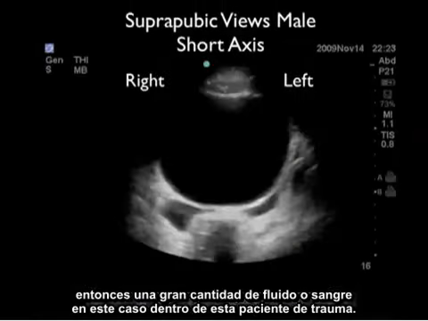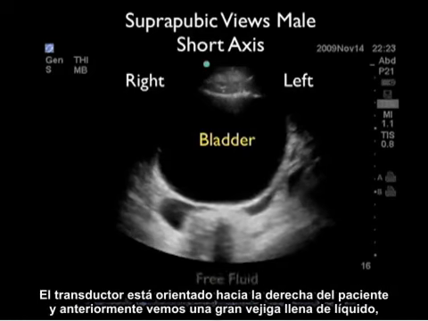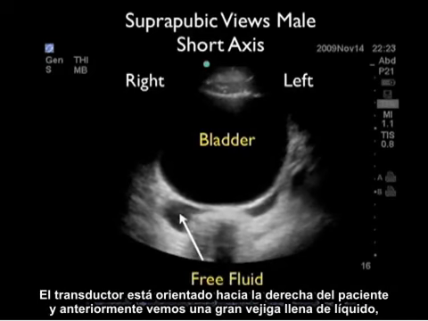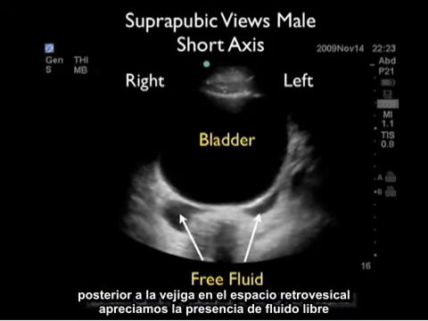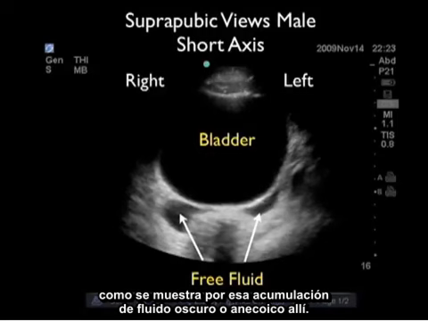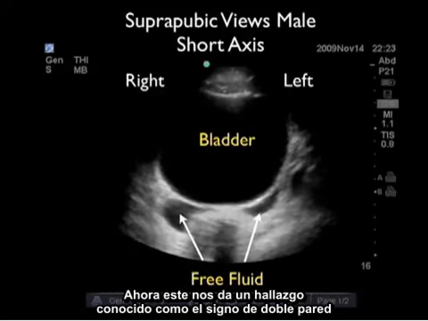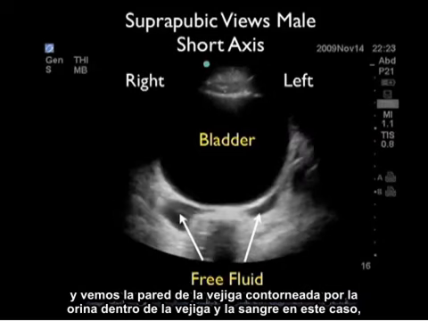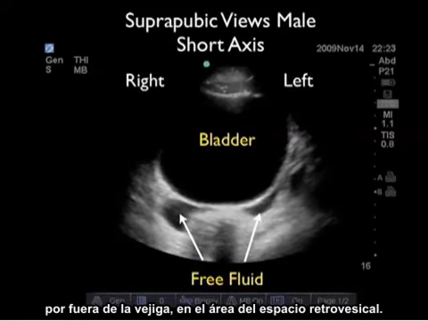Here's a positive examination, suprapubic view, short axis in a male. Probe is oriented towards the patient's right, and anteriorly we see a large fluid-filled bladder. Posterior to the bladder in the retrovesical space, we appreciate the presence of free fluid, as shown by that dark or anechoic fluid collection there. Now, this gives a finding known as the double wall sign, and we see the wall of the bladder outlined by the urine inside the bladder, and the blood in this case outside the bladder in the area of the retrovesical space.